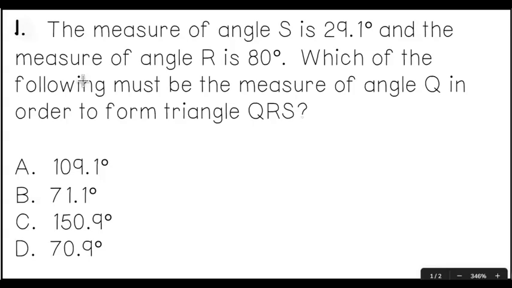So this is our first problem we're going to look at. The measure of angle S is 29.1 degrees and the measure of angle R is 80 degrees. So we have two of the interior angles in a triangle. We have one that's 29.1 and the other one is 80. And now they're asking which of the following must be the measure of angle Q, in order to form triangle QRS.